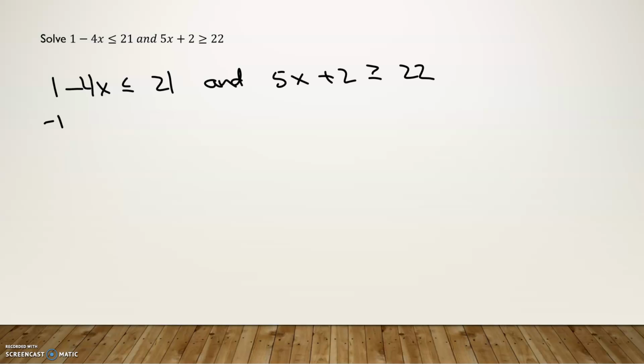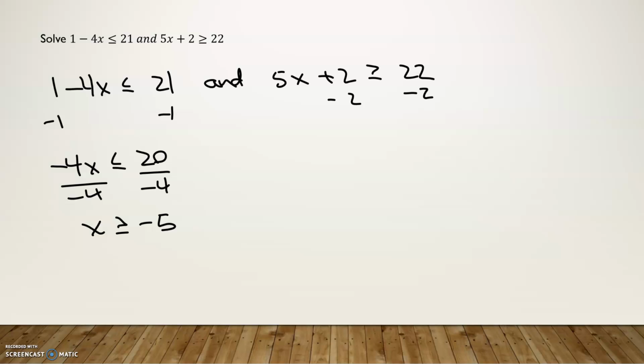So I'm going to subtract this 1 from both sides. So we're going to get 20 divided by a negative 4. So x is now greater than or equal to negative 5. Over here, I'm going to subtract a 2. 5x is greater than or equal to 20. Divide by 5. x is greater than or equal to 4.